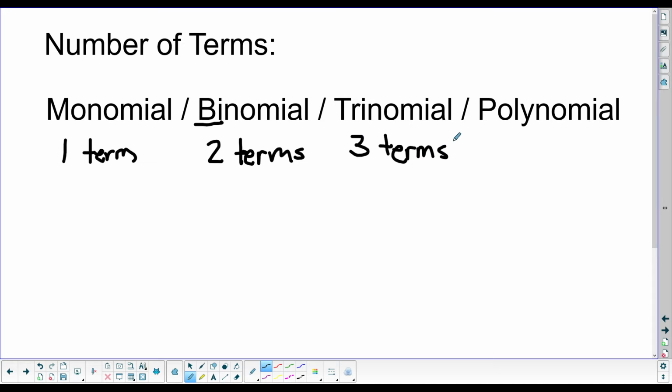And when we get past three terms, we just lump them together. We say, oh, that's just a polynomial. And we might say that's a polynomial with four terms, or a polynomial with five terms, or a polynomial with 12 terms. But in general, after three, we don't use any special language. We just call that a polynomial. So this is four or more.